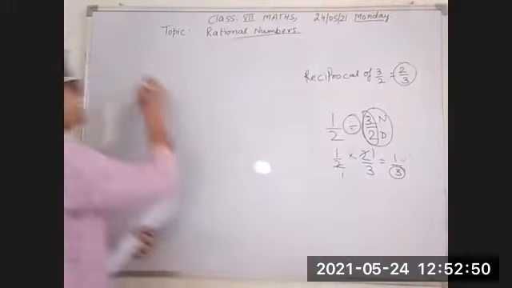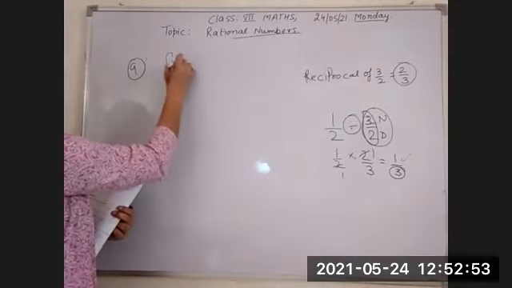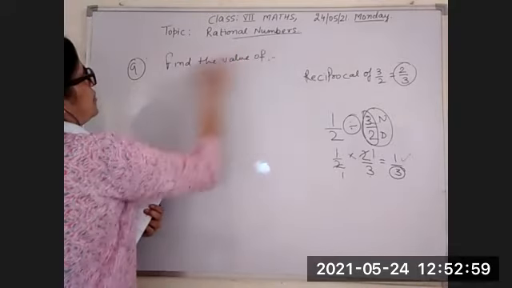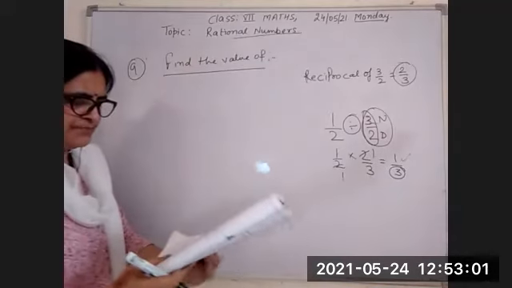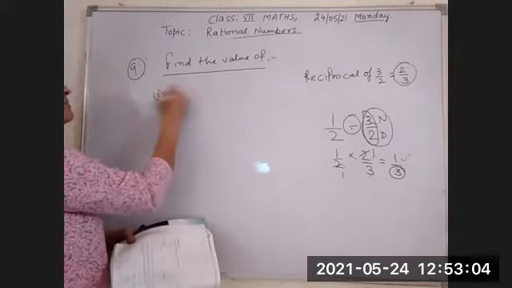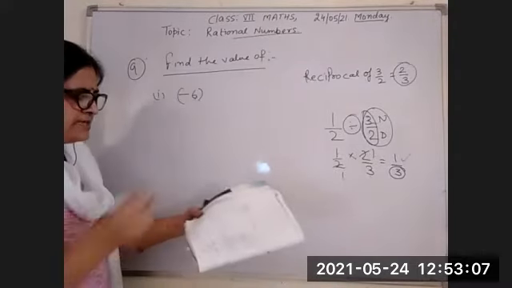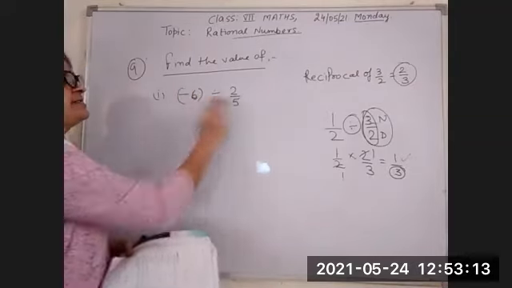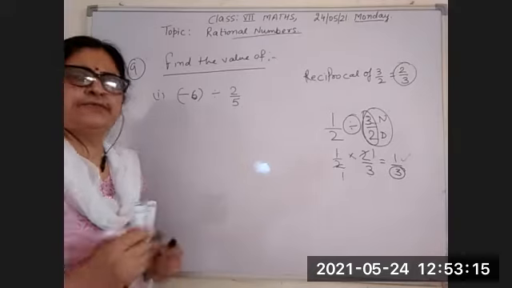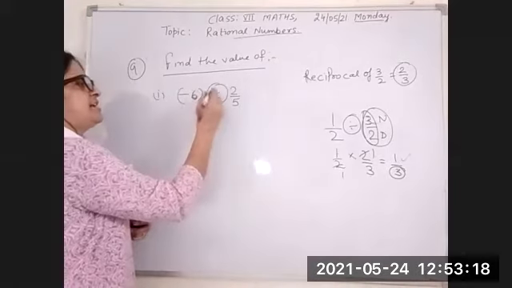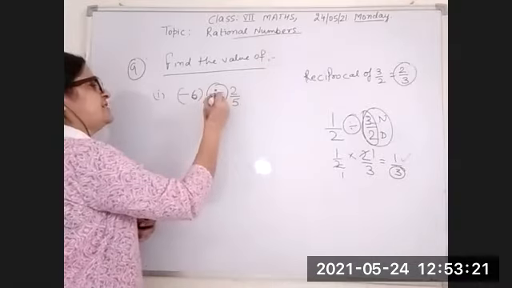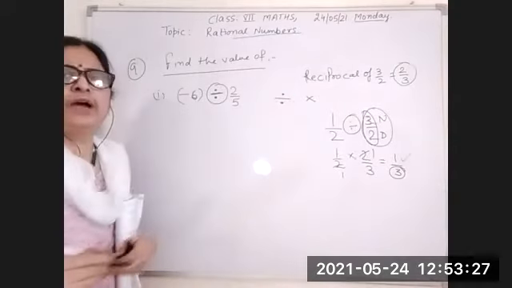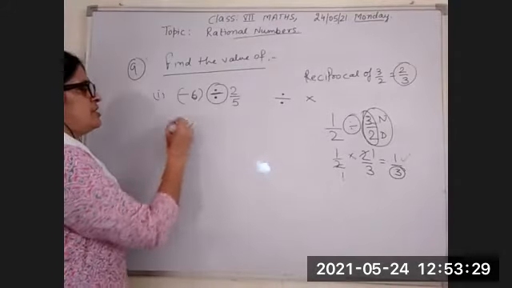So the question number 9, find the value of, you have to find the value. First question is given minus 6 divided by 2 upon 5. You have to divide minus 6 by 2 upon 5. First, you have to convert the divide sign. This is the division sign. You have to convert the division sign into multiply.